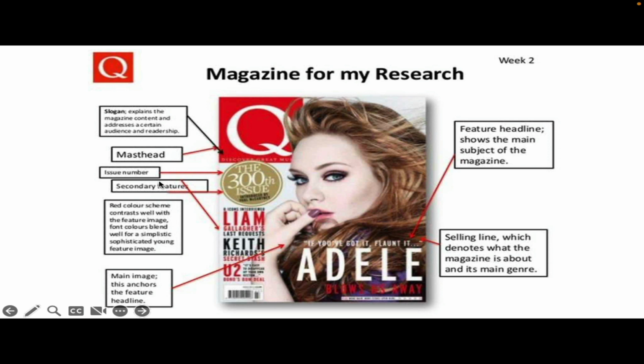And you also have, let's see, a secondary feature. We have all of these other selling lines right here. We have a barcode. We even have an issue number. Most magazines want to tell you what issue they are.